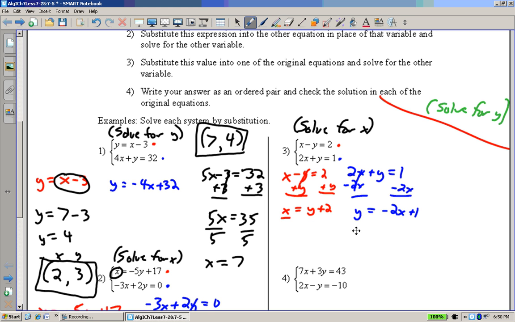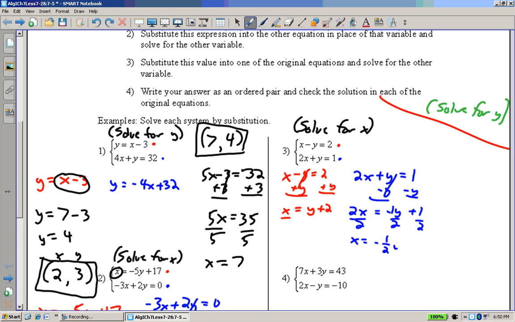And I just realized that I solved for y instead of x. So let's go back and solve for x instead. So let's subtract y from both sides. Divide by 2. Let's, with this fraction, put it as -1/2 y plus 1/2. And so we have x by itself, x by itself, in each of the two.